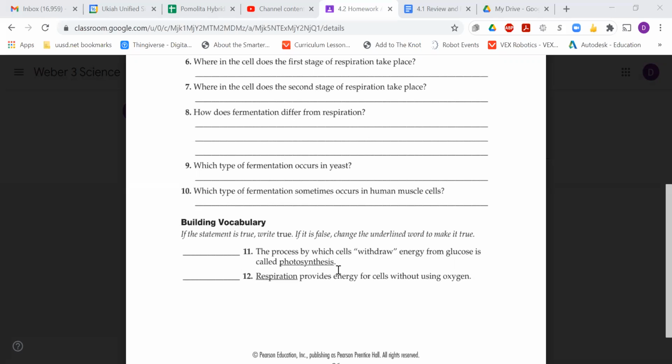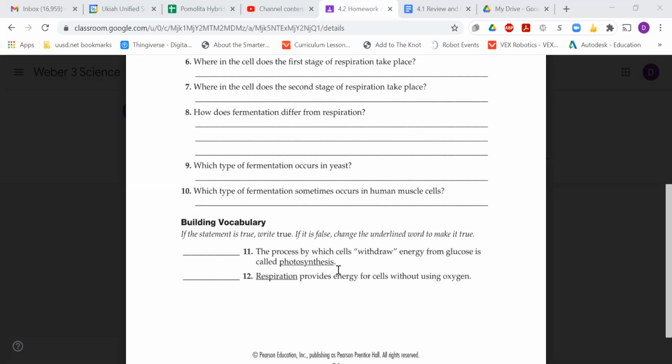All right, now 8, 9, and 10, I told you earlier that we need to kind of cover. So how does fermentation differ from respiration? What is the difference? And Sophia, you are correct. Yes, that's where it does take place for second stage. Good job. So how does fermentation differ from respiration? Yes, it doesn't require oxygen. So fermentation differs from respiration because it does not require oxygen.